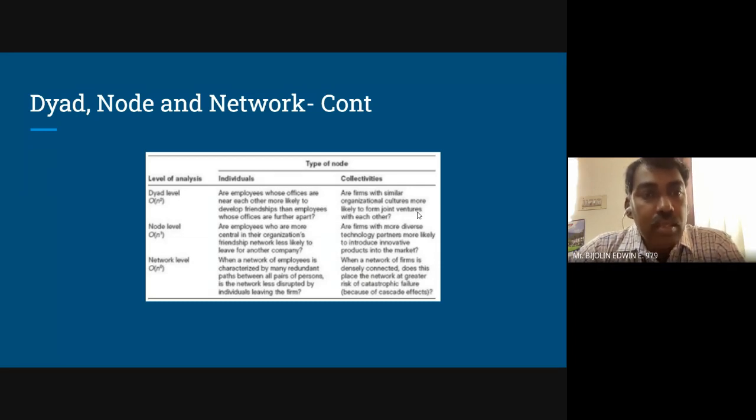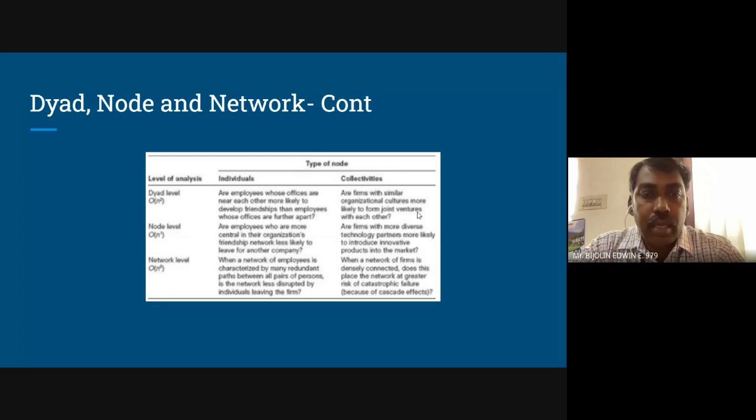So I have strong communication with the node who is teaching Python. Likewise, based on the strength of every node, they connect with each other. Initially we cannot fix whether the network will be n square or n cube. It starts with n power 0, then it can increase to n square, n cube, n power 4, like that. So this is the level of analysis for the dyad, node, and network level.